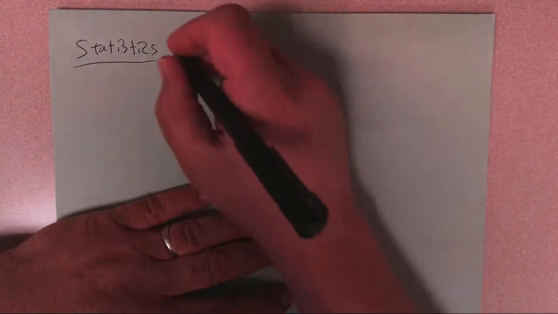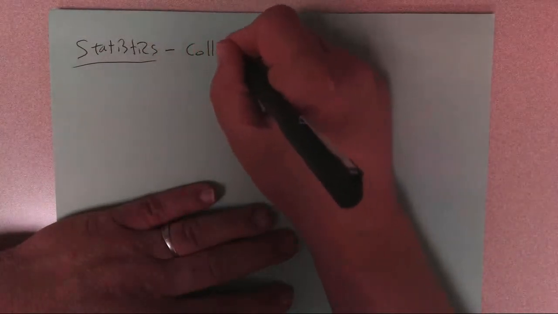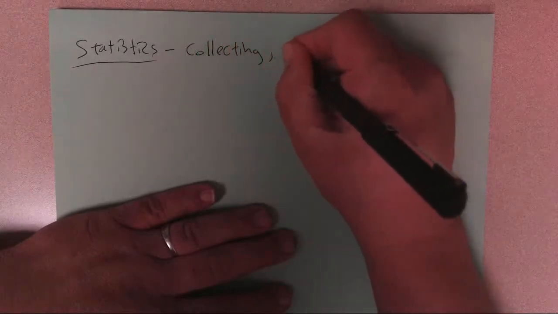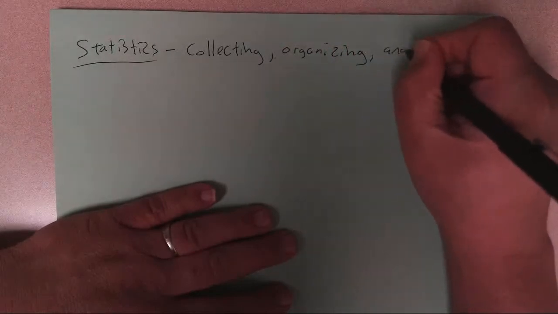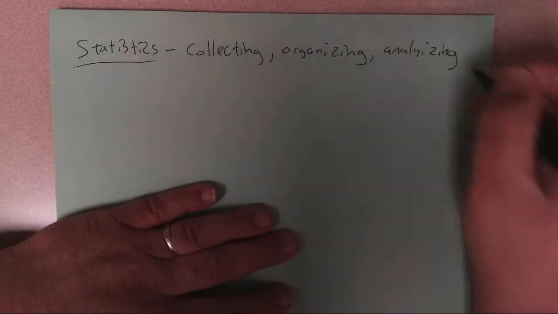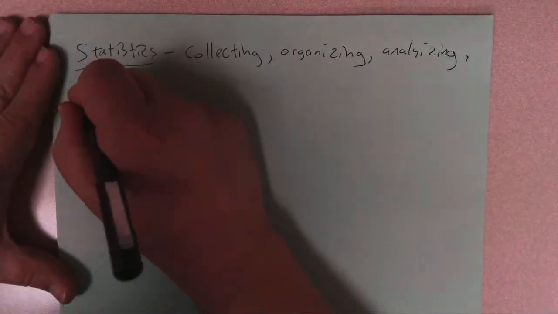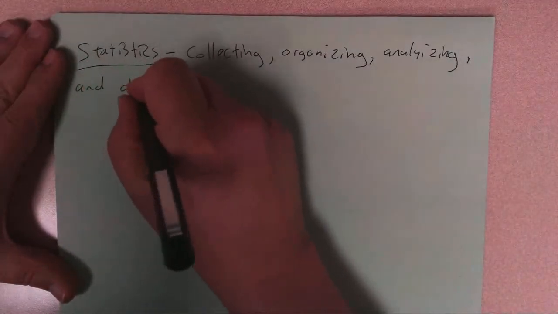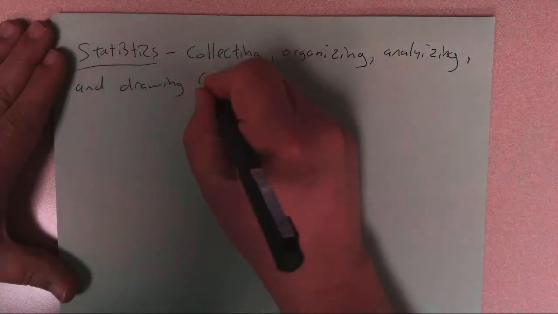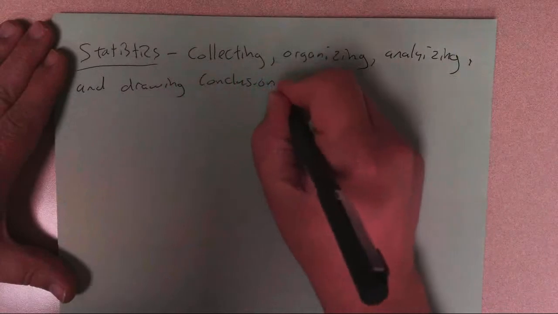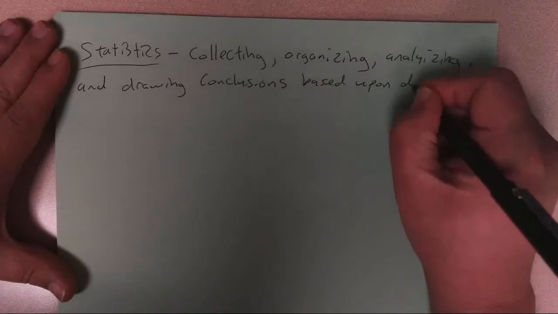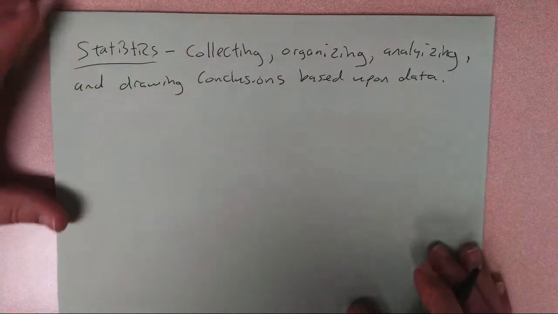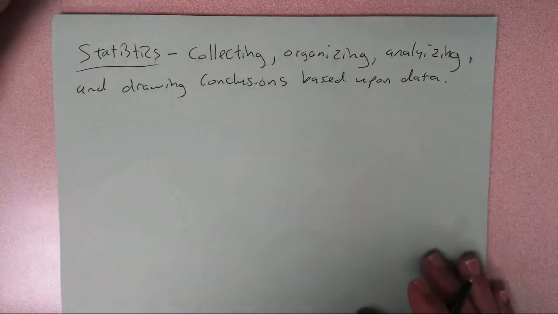Okay. So here's how I'm going to define it. So statistics is kind of the science of collecting, organizing, analyzing, and drawing conclusions based upon data.